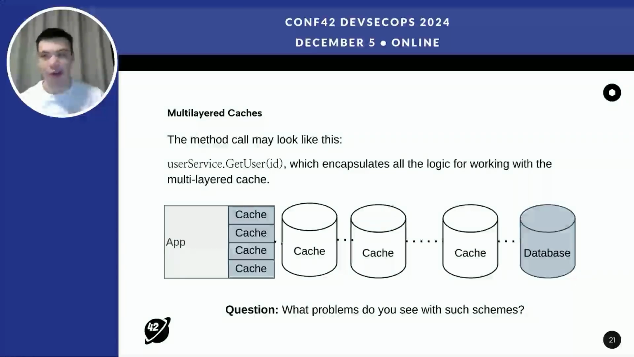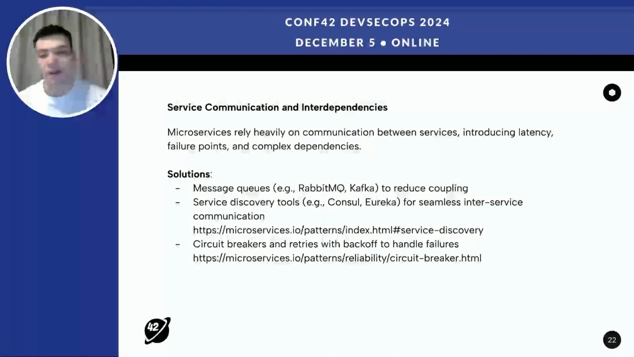And one question could come to your mind. You can pause and try to answer it by yourself. But the answer is, when you want to simplify such systems, you have to go through all the complexity of the code that works with this chain. And usually it's mind-blowing. Microservices rely on communication between services, and it introduces latency, failure points, and complex dependencies.